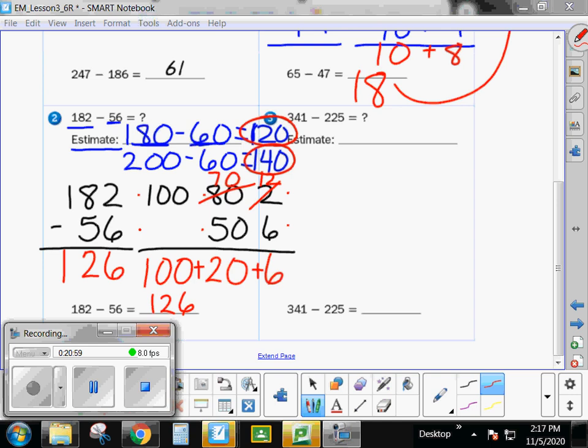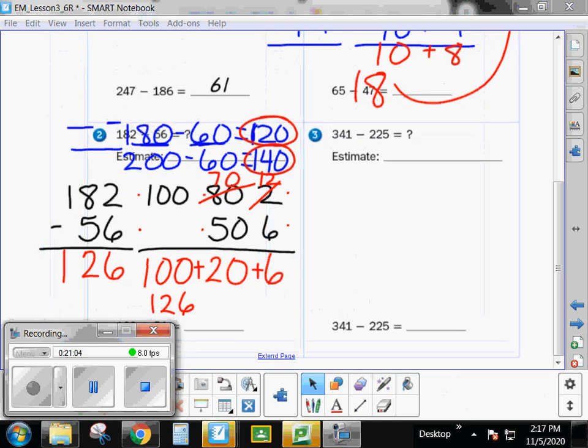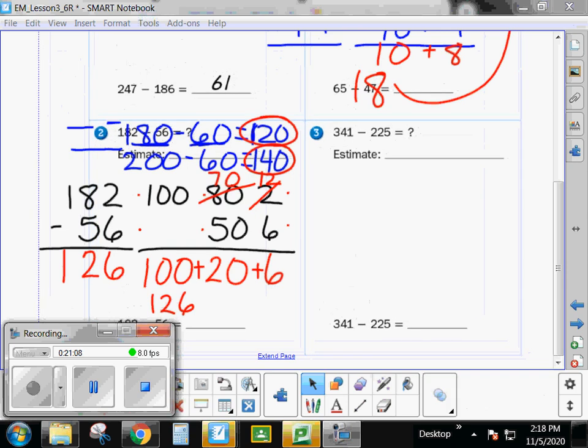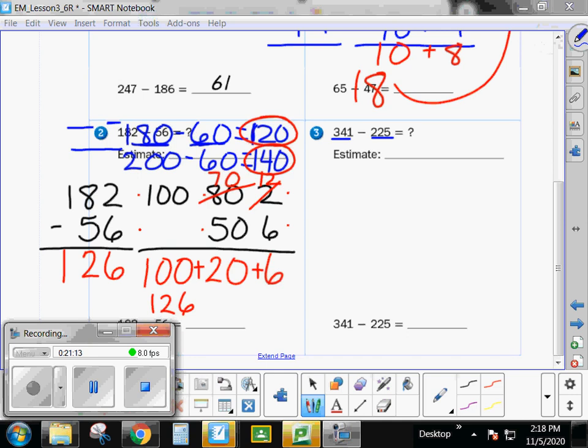All right, let's look at number 5. Let's see if I can get all of this stuff. Whoops, maybe just move it over this way, so I can see it. All right, so now let's look at 341 minus 225. Let's do my estimate. 341 is really close to 340. 225 is really close to 230. And when I subtract those, I should get about 110.